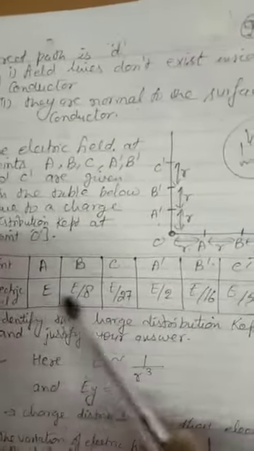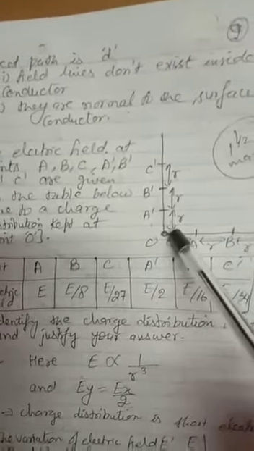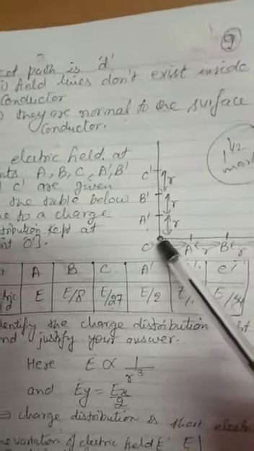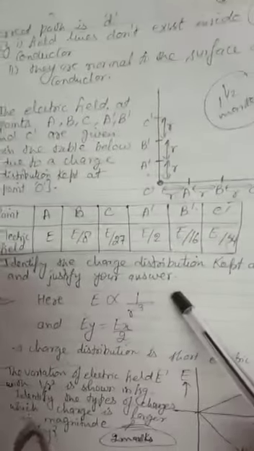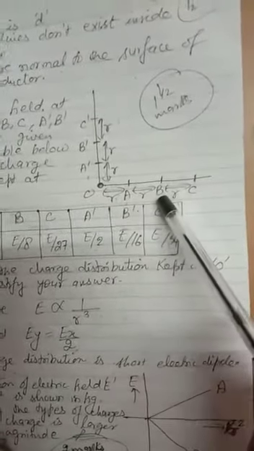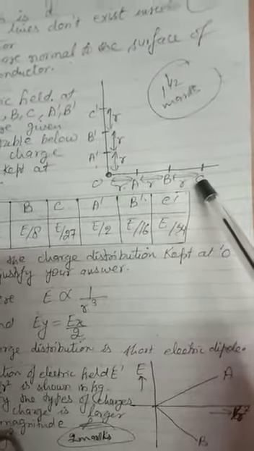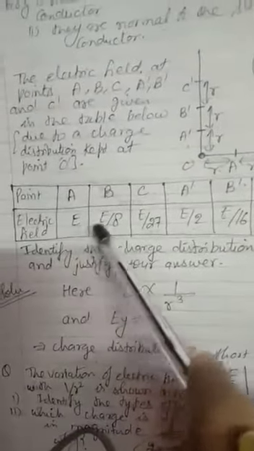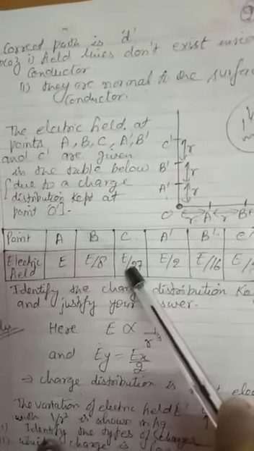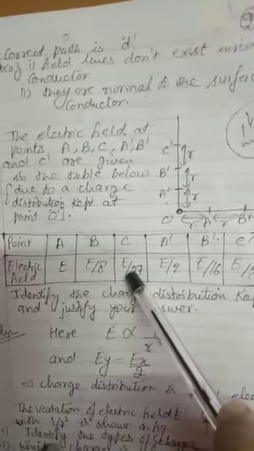The question was saying that on the basis of these values, you have to identify the type of charge distribution kept at point O and justify your answer. In this case, if you see the values, for the first point the distance is R, for the second point 2R, and for the third point 3R. And if you see the values, E by 8, E by 27, so basically we can say the value varies with the inverse power 3 of distance, or you can say it is directly proportional to 1 upon R cube.